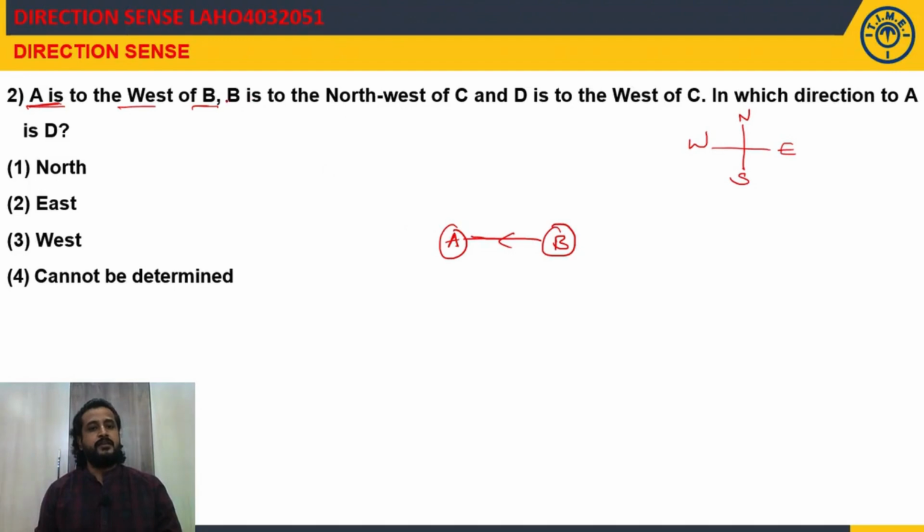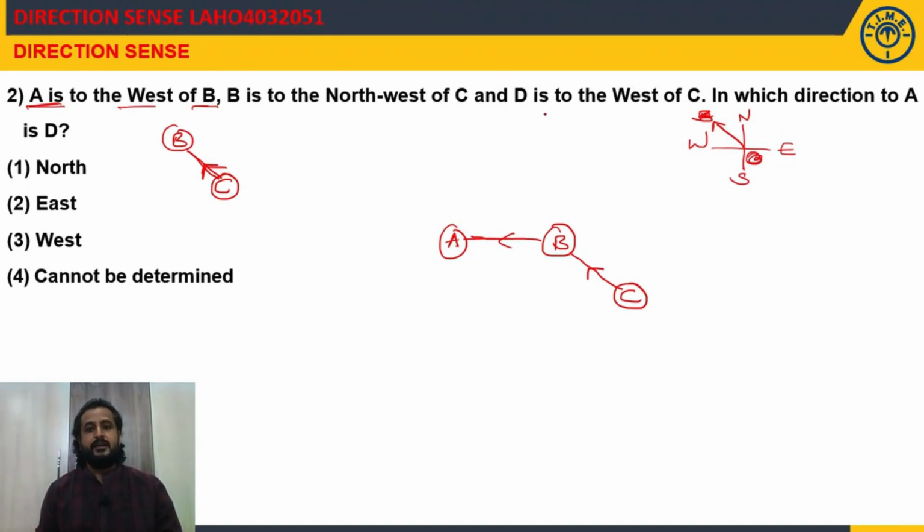And what is given next? B is northwest of C. What is the northwest line? This line will be northwest. So B is northwest, this is the northwest line, right? B is northwest of C. So B here, C here. So B is northwest of C, and it is satisfying the condition. Every time you may cross check like this.